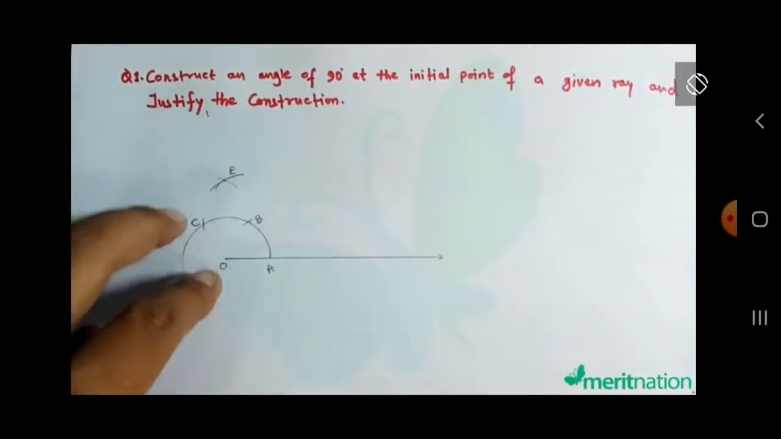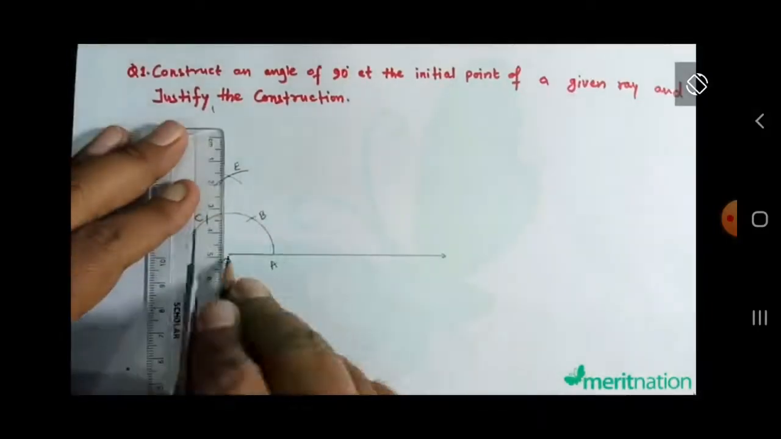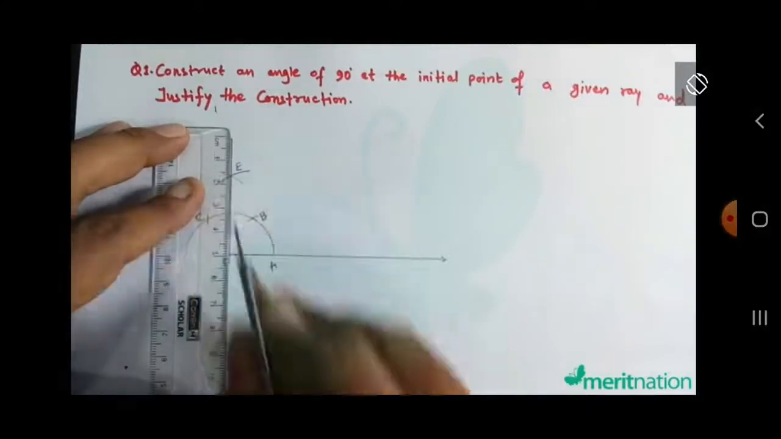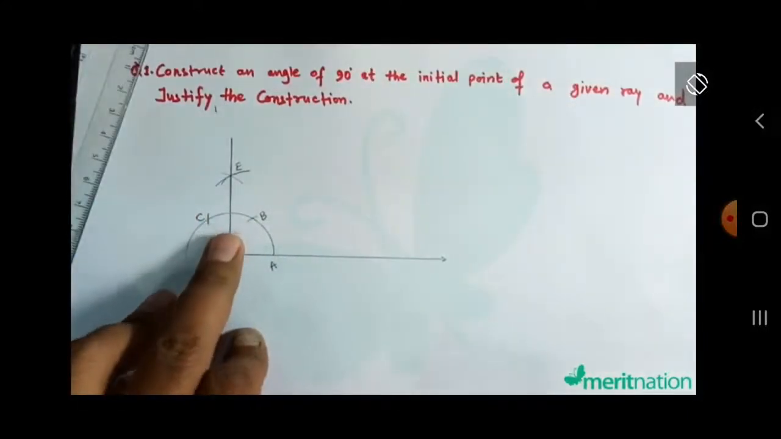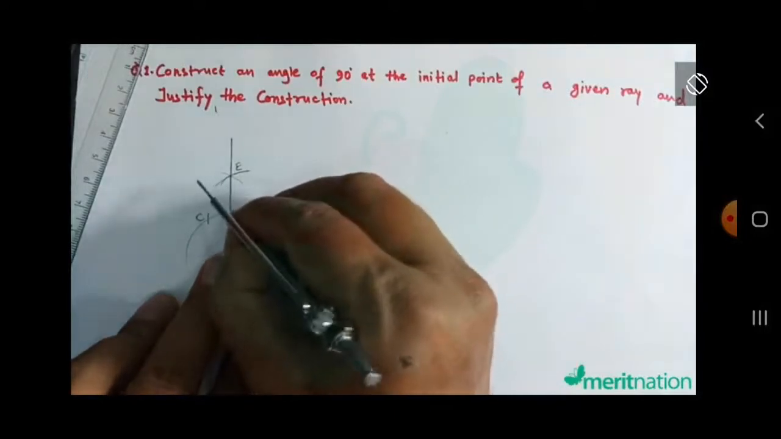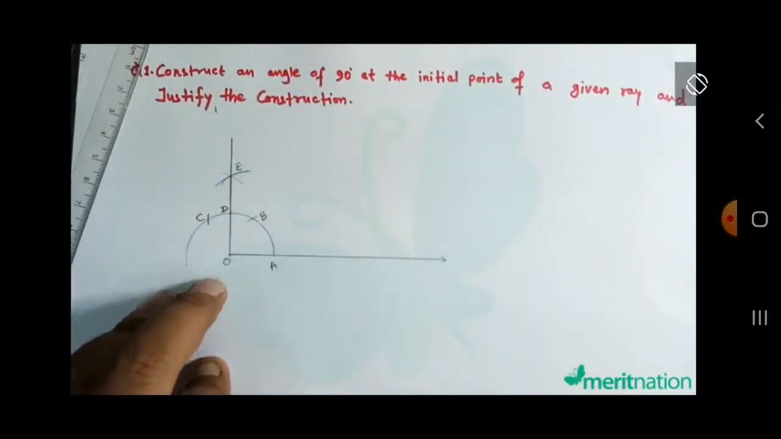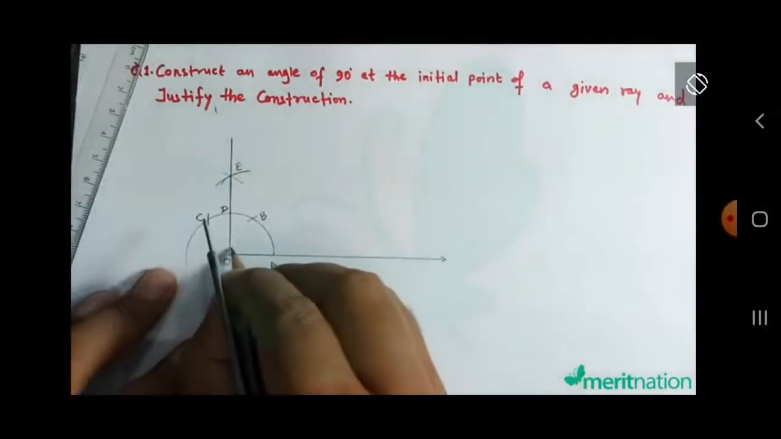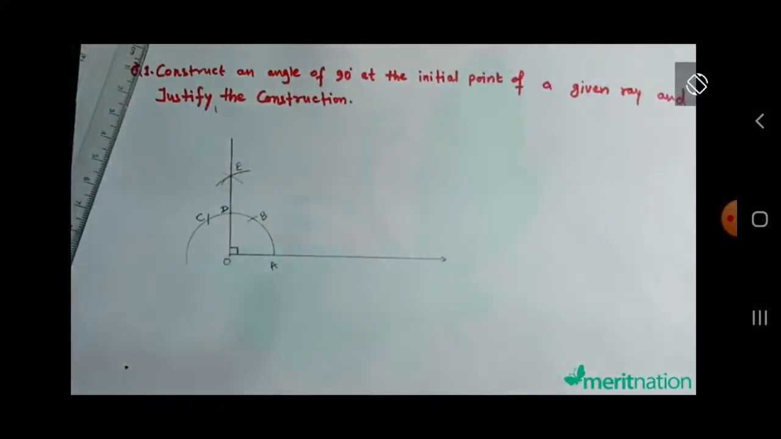Let's join point E to the initial point O. Here it is. Which is intersecting this semicircle at a point. Let us name this point to be D. Okay. This way, the 90 degree angle is constructed. Let us make the symbol of 90 degree there at that point. And now the justification part is required.